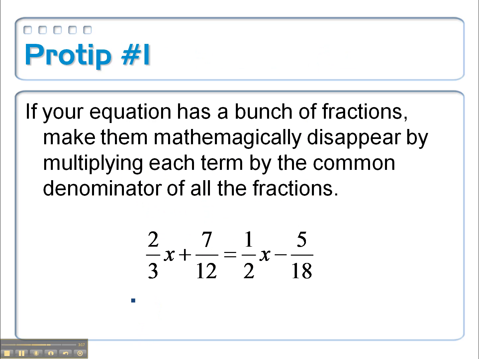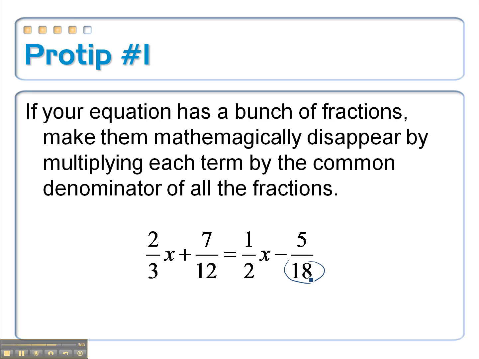So here's your pro tip here. If your equation's got a whole bunch of fractions, you can make them all disappear by just multiplying both sides by the lowest common denominator. So if I look at all of these, I got a 3, a 12, a 2, and an 18. The easiest way to do this is take the biggest one, 18, and see if all the rest of them go into it. 12 doesn't go into 18.